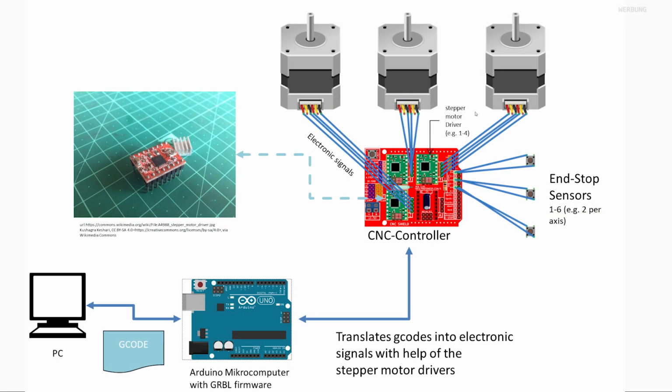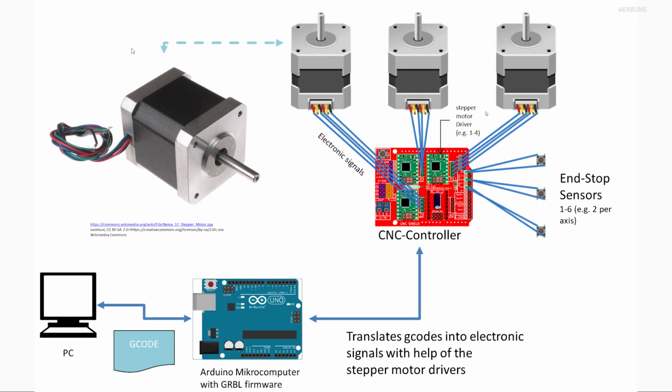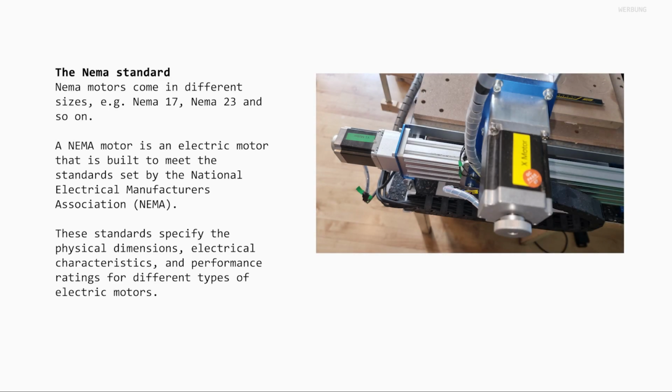In addition, there are the stepper motor drivers. These are used to control the stepper motors that move the machine's axis. There are many options available, but for example the A4988 is a common choice. Stepper motors are another important part. These motors move the machine's axis and they typically have a high number of steps per revolution, for example 200 steps per revolution. Then we have the power supply.